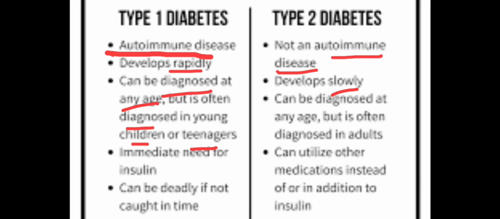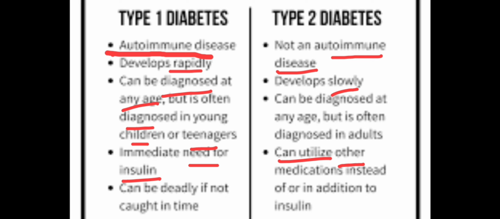So the fourth differentiating point is there is an immediate need for insulin, because in type 1 diabetes mellitus the beta cells become destroyed and there are no cells left to produce insulin. So type 1 diabetes mellitus is treated through insulin. In type 2 diabetes mellitus, there is resistance developed to the effect of insulin, so we can utilize other medication instead of or in addition to insulin. So in type 2 diabetes mellitus, the patient can use medication, and the patient can use insulin.